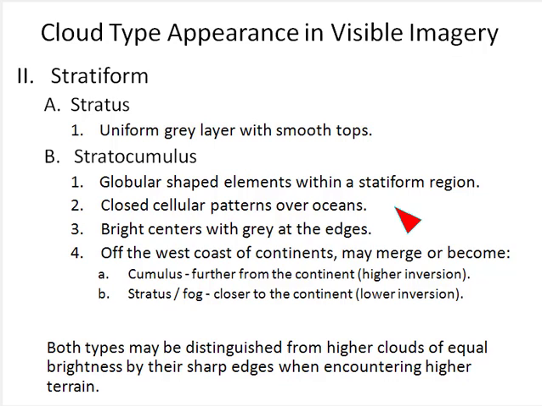gray at the edges. Off the west coast of continents, they may merge or become cumulus further from the continent where the inversion is higher, and stratus or fog closer to the continent where the inversion is lower. Note that this is true off the west coast of continents where subsidence associated with the subtropical high exists. Examples highlighted here are off the west coast of North America. Both of these cloud types may be distinguished from higher clouds of equal brightness by their sharp edges when encountering higher terrain.